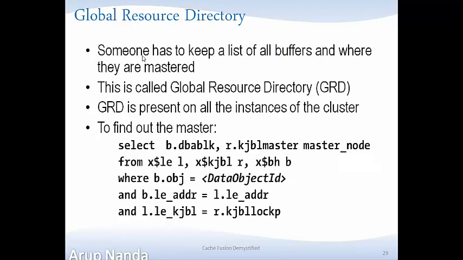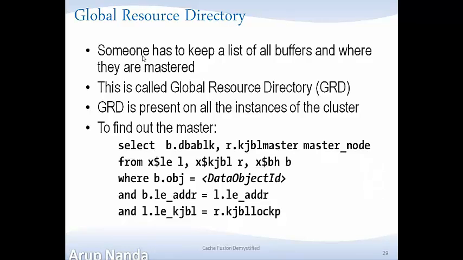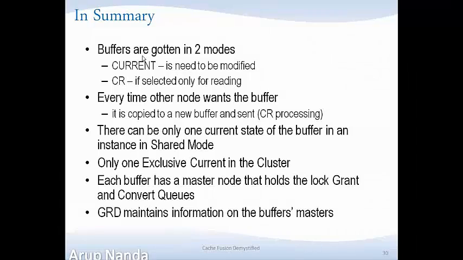But the next question is, how do you know which instance is the master of which block? Well, it's like a telephone book or yellow pages. That information is stored in a memory structure called the Global Resource Directory, GRD. That information is replicated across all the instances. Without that, the requester cannot know where to go. So that is kept in all the places. And if you want to find out which is master of what, you can use this query. But one caution: this query is very resource intensive, so don't run it in your production system as a routine.